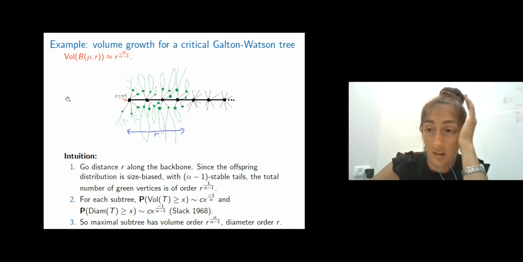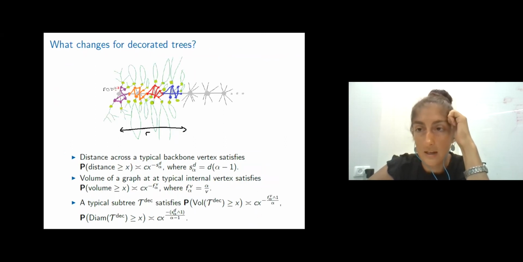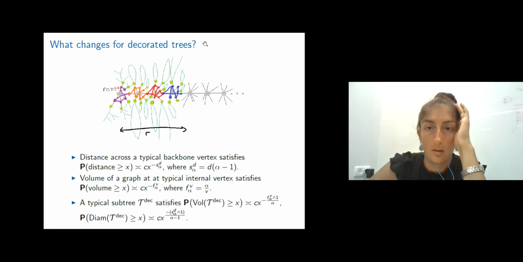But we're not interested in the undecorated trees. We actually want to think about what happens when we add these extra graphs. But we can play the same game. It's a bit more complicated, but we just apply the previous theorem about these sums of stable variables several times.